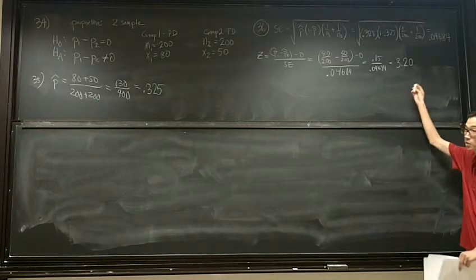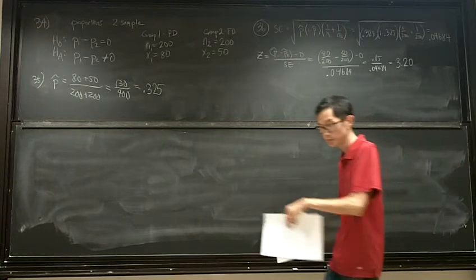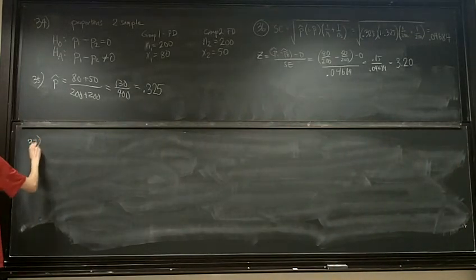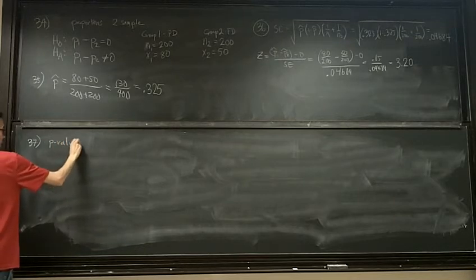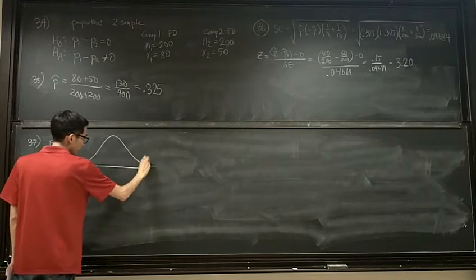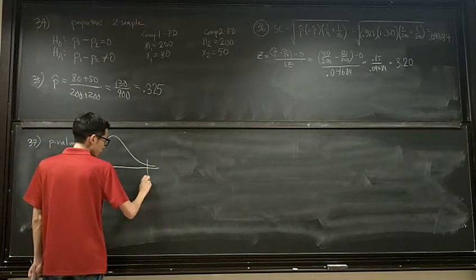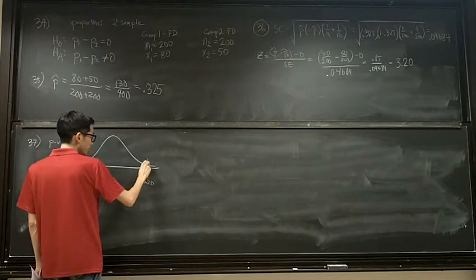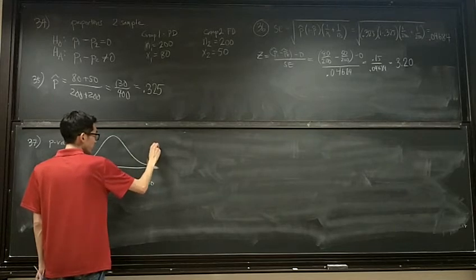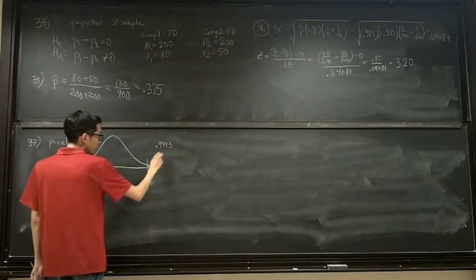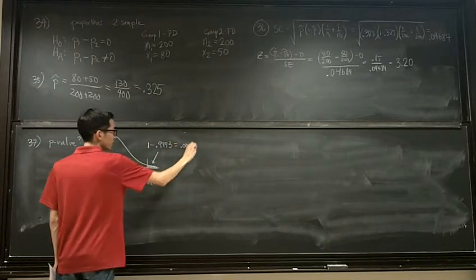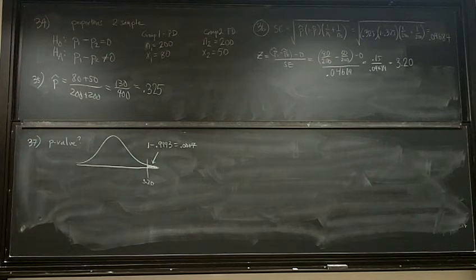Yeah, this is my test statistic. So what is my p-value? Well, I have to go to my z table and look up 3.20. When I do that, how much is in the tail? When I look up 3.20, I get 0.9993. But how much is over there is 1 minus that, so I have 0.0007 in the tail. Okay?